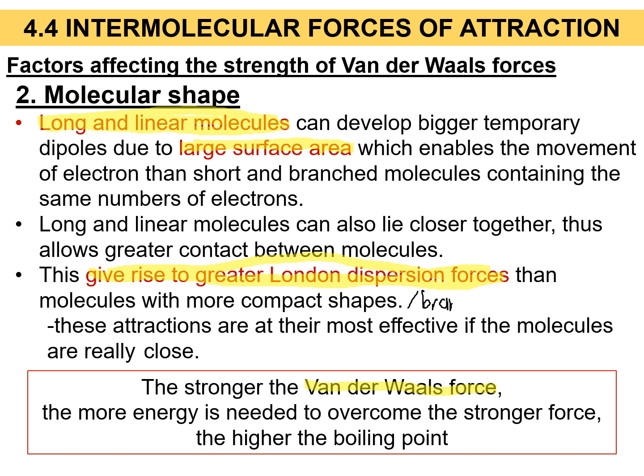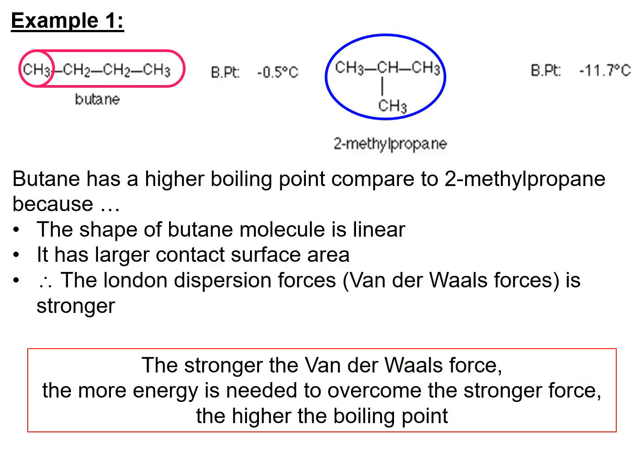Kiranya dia prefer linear dengan long molecules daripada branch and compact. Okay, next ialah bila dia dah give rise to the greater London dispersion forces, therefore van der Waals forces pun akan jadi kuat. Bila van der Waals forces kuat, kamu perlukan banyak energi untuk overcome the stronger force. Therefore, molekul yang ada long and linear shape will have a higher boiling point.